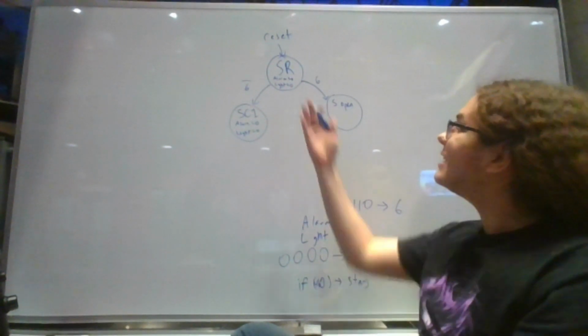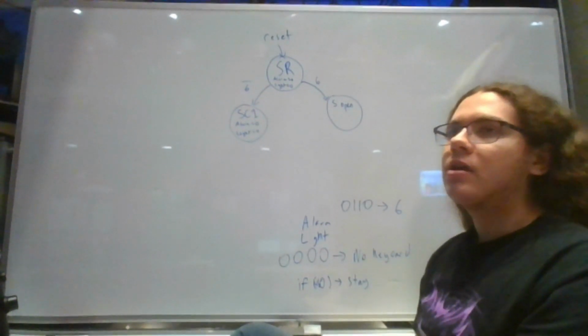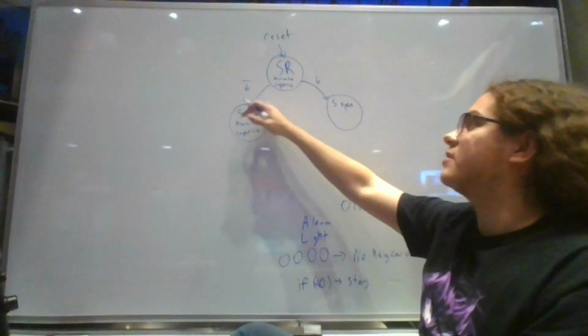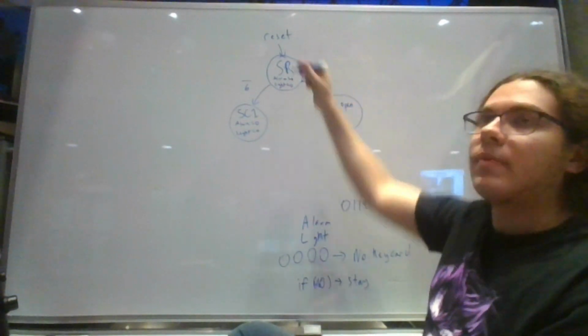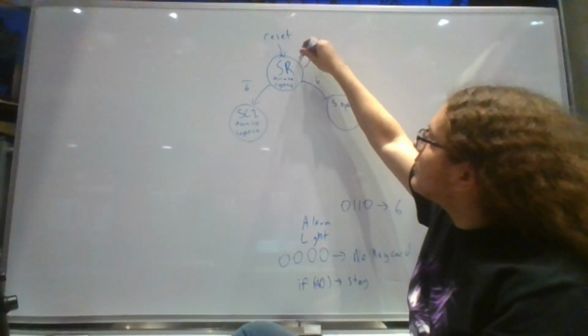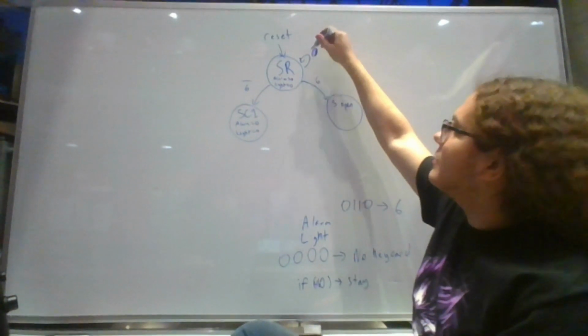Now, that seems to be every case from SR. We had the case where if you have 6 or it's not 6, and we also have the case for if it's 0, you go back to itself. So I'll just put that for this state, but I won't draw it in for the rest. This arrow is going to be present on all of them.